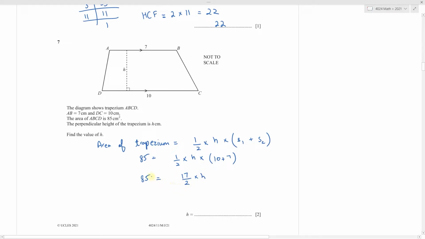So if I take this 2 to the other side, it will be in the numerator. 17 will go down in the denominator. So h will be 85 into 2 divided by 17. 85 times 2 will be 170, divided by 17, which is 10. So your perpendicular height of trapezium is 10 centimeters.